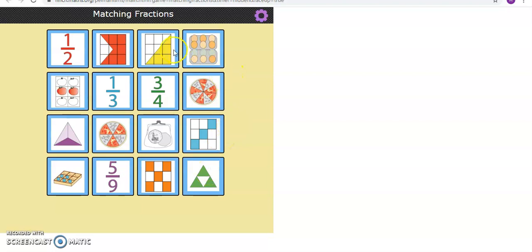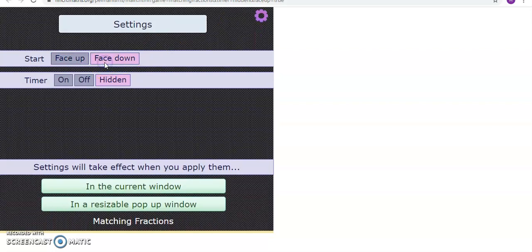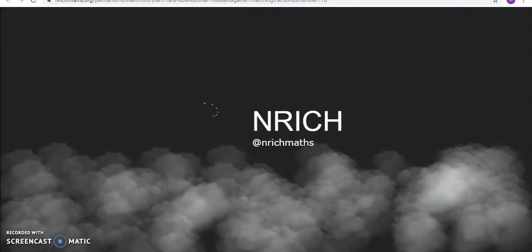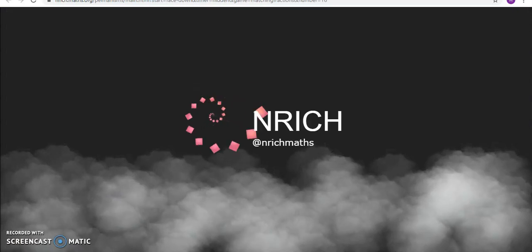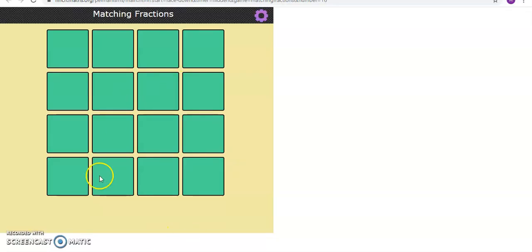So if I do the one I did before, you can see I've got this one here, I said was going to be equal to 1/2, and when you find the pairs, they'll go green. You can also add an extra little level of challenge by going to the settings and changing it so that the cards are shown face down. You can put a time on if you'd like to, and then you have to click the I want the settings to go into the current window, and it will reload the game, and you will see then that the cards are now face down.